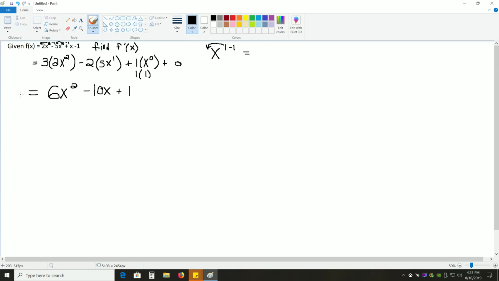This is f prime of x, meaning this is the derivative of the function f of x.